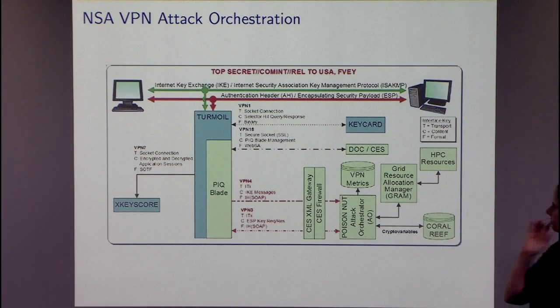If you look at, I lied. If you have a clearance, close your eyes again.